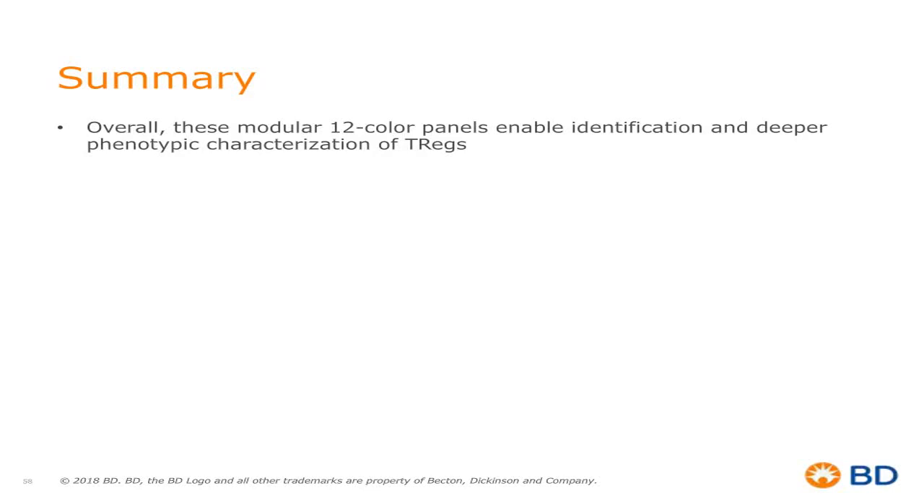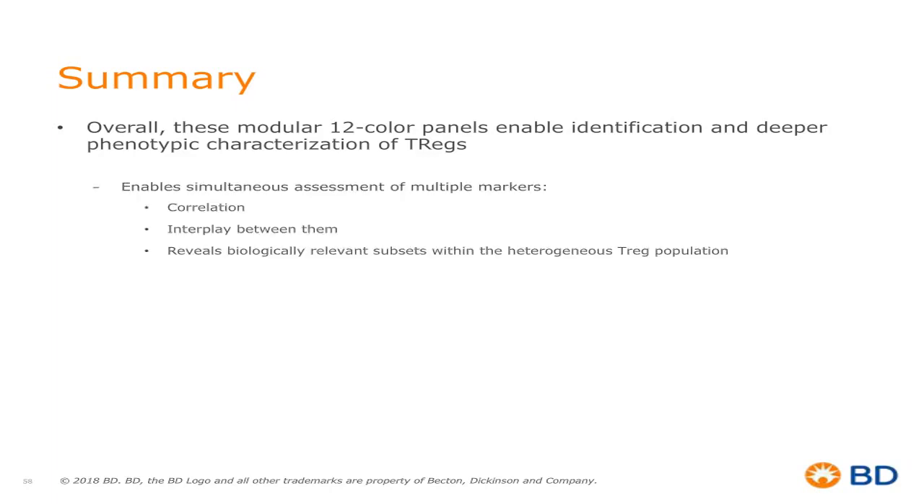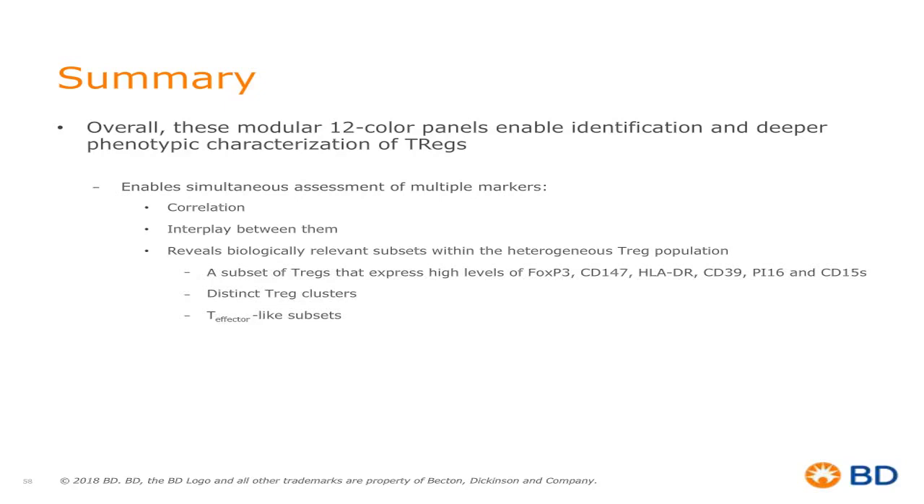So in summary, overall, these modular 12-color panels enable identification and deeper phenotypic characterization of Tregs. It enables simultaneous assessment of multiple markers. We can look at the correlation of the markers, the interplay between them, and reveals biologically relevant subsets within the rather heterogeneous T regulatory population. No longer do we think these cells are just vanilla. They are extremely heterogeneous, and with these computational tools, we certainly are able to appreciate just how heterogeneous they are.